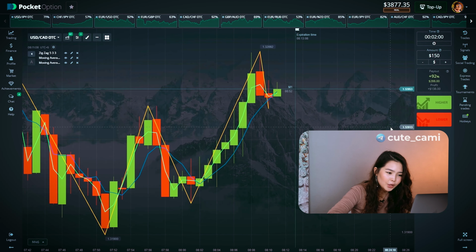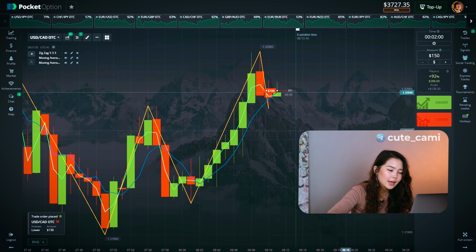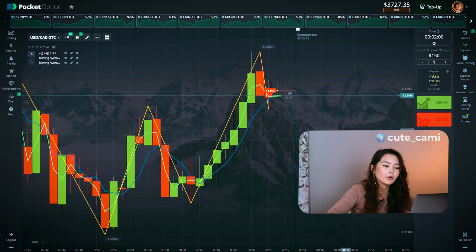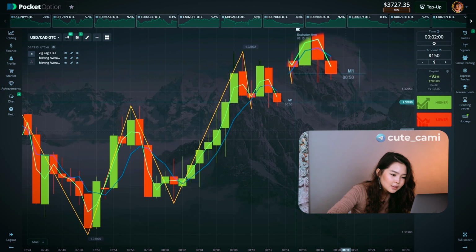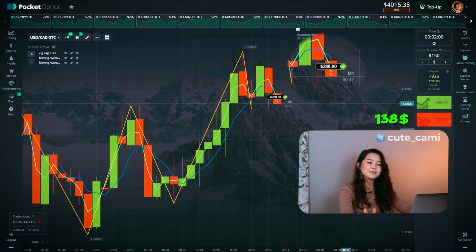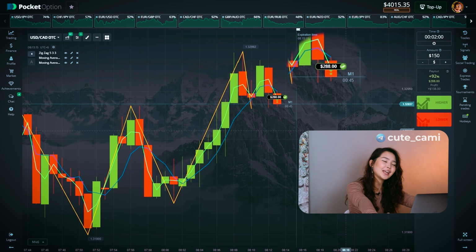Here is the third situation. Lines crossed and Zig Zag showing down direction. Entering trade down. Little bit nervous, but still got my third win in the row.